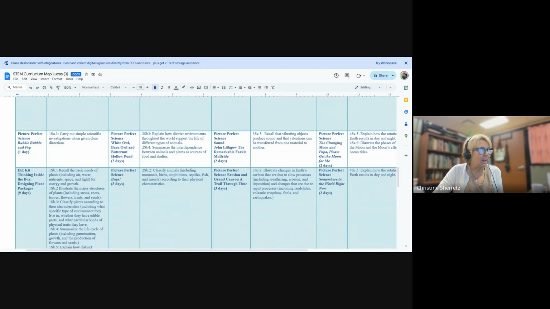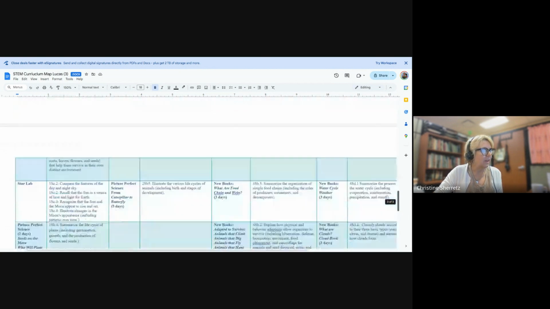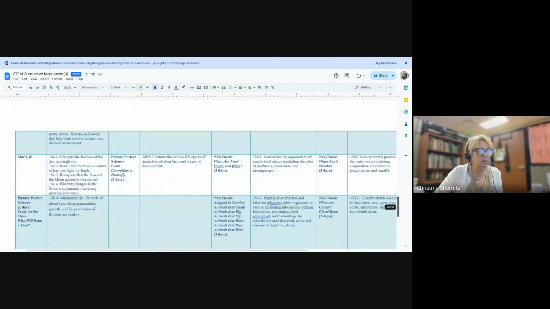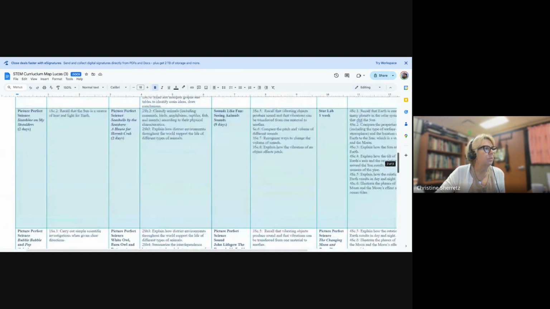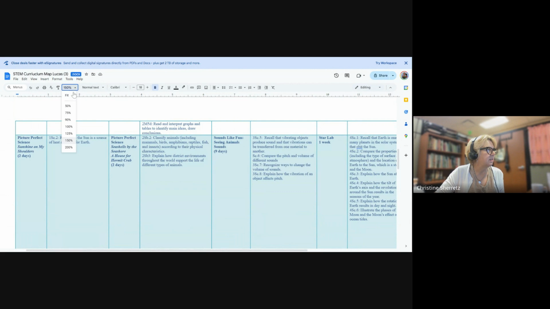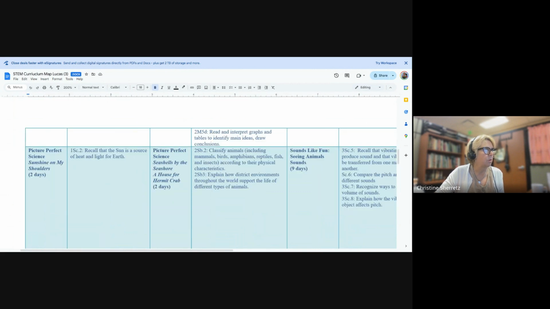After I did that, I had noticed there were gaps. So there were some places that we didn't have the EIE kit to address the standard. And so that's when I asked my superintendent, okay, can I buy something to fill those gaps? So I want to, hopefully you can see this. Let me blow it up a little bit more.